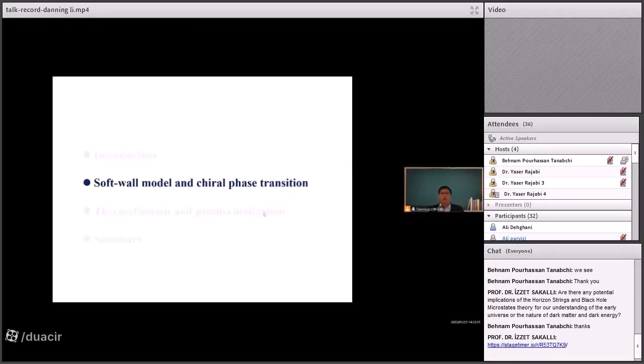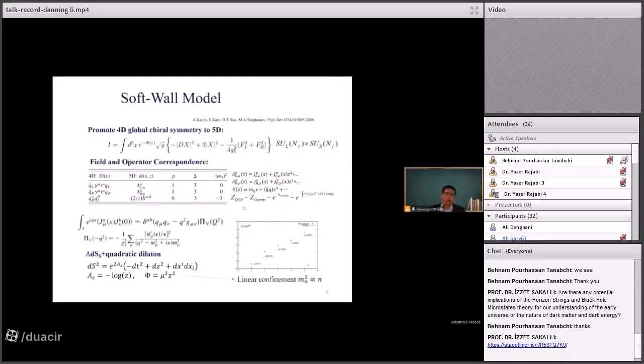Okay, so a successful holographic model should describe such behaviors. Let's go to the second part. There are a lot of successful holographic models. Among them, the soft wall model is convenient to discuss the chiral phase transition, since it's constructed by promoting the four-dimensional global chiral symmetry to the five-dimensional gauge symmetry. The Lagrangian here satisfies such a gauge symmetry.